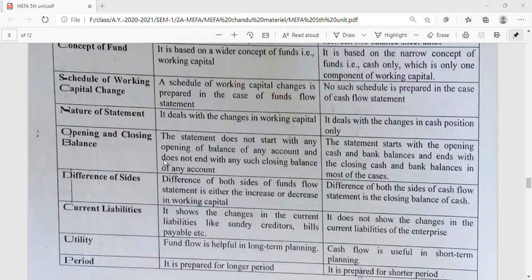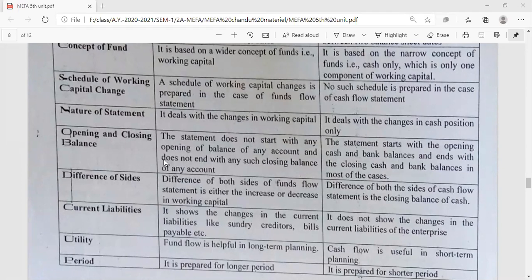Differences of sides: the difference of both sides of the fund flow statement is either the increase or decrease in the working capital, right? The difference of both sides of the cash flow statement is the closing balance of the cash, right?